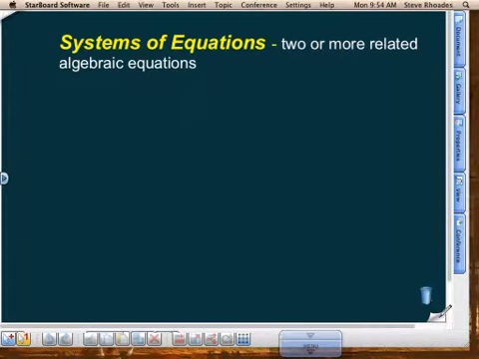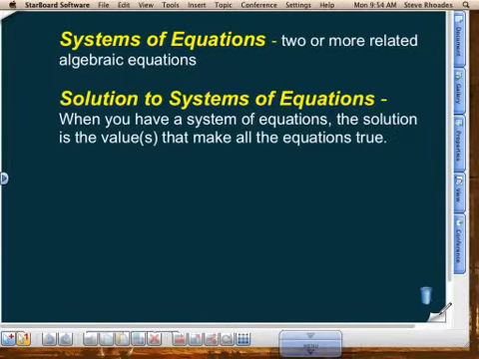In your vocabulary, you should have a section for vocabulary, most of you do. Systems of equations are just two or more related algebraic equations. When I say related, they have the same variables. Callan, you write this stuff down. Also in your vocabulary, the solution to systems of equations: when you have a system of equations, the solution is the value or values that make all the equations true.